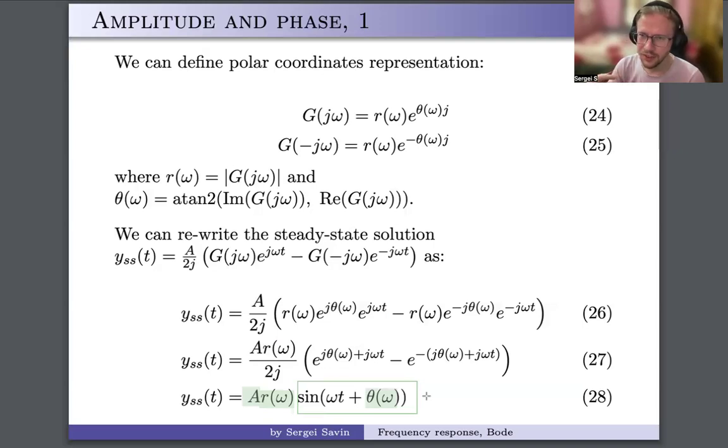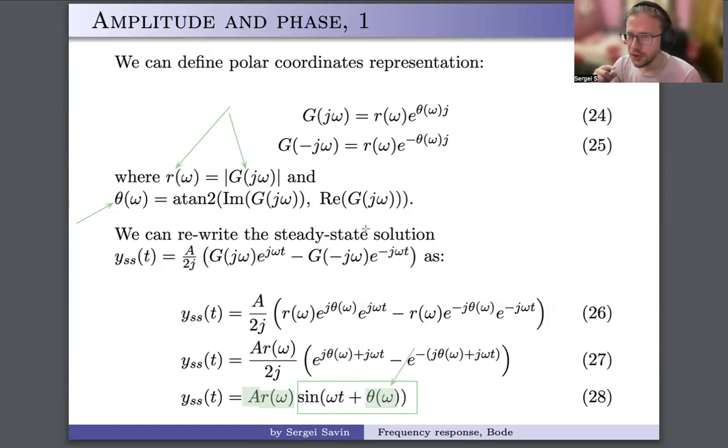If we put in a sine wave with amplitude A, what we're going to have is an amplitude change governed by R, which is just the absolute value of the transfer function evaluated at j omega. And it is going to have a phase shift, which is just the phase of this transfer function evaluated at j omega.